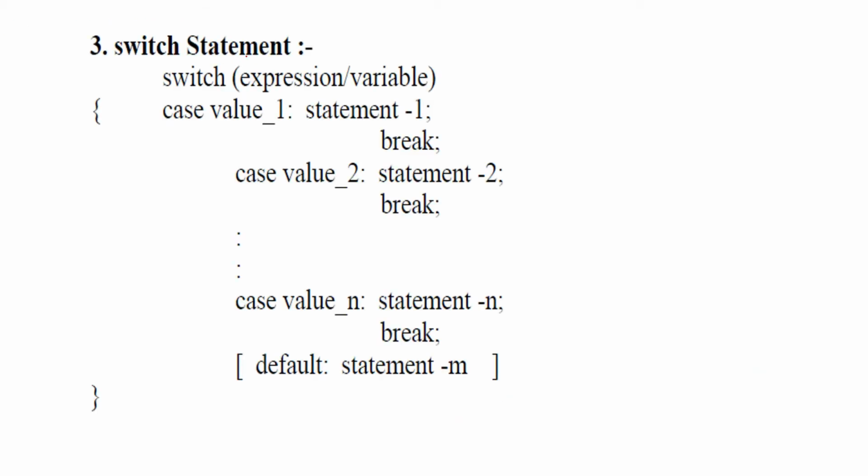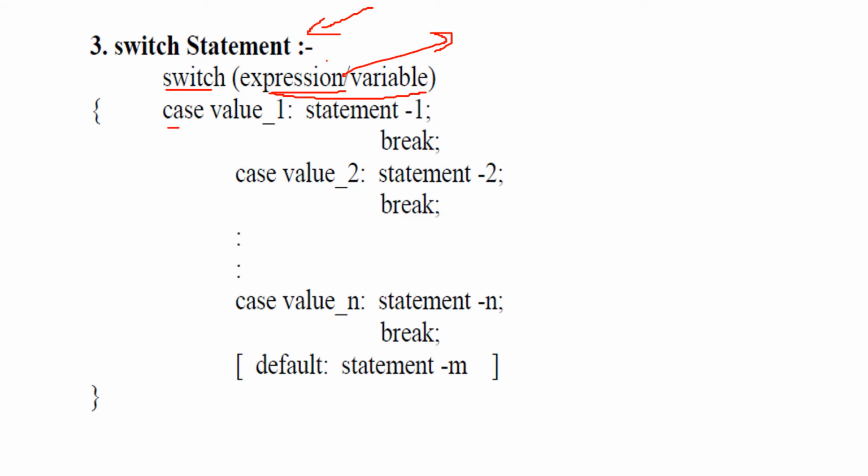Then we have a switch statement. You can say this is a more elegant and faster way to implement your if else or else if ladder. How to do this? You say switch, then you have an expression or variable. This expression should give you only an integer or a character value. This switch will only work for integer or character values. It will not work for double or float.